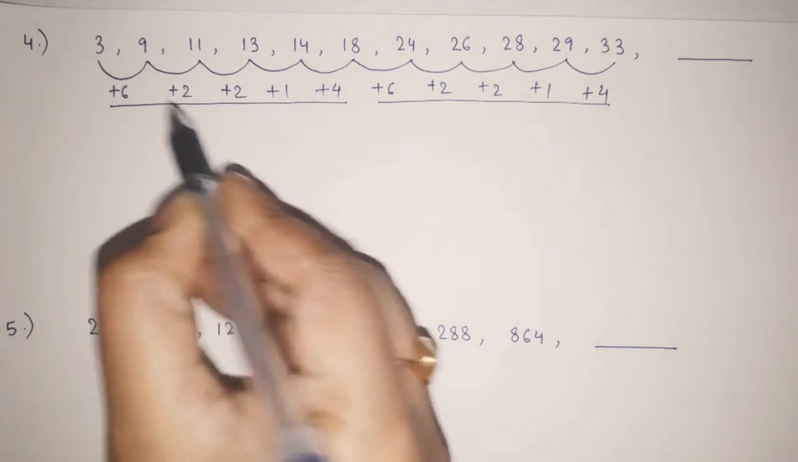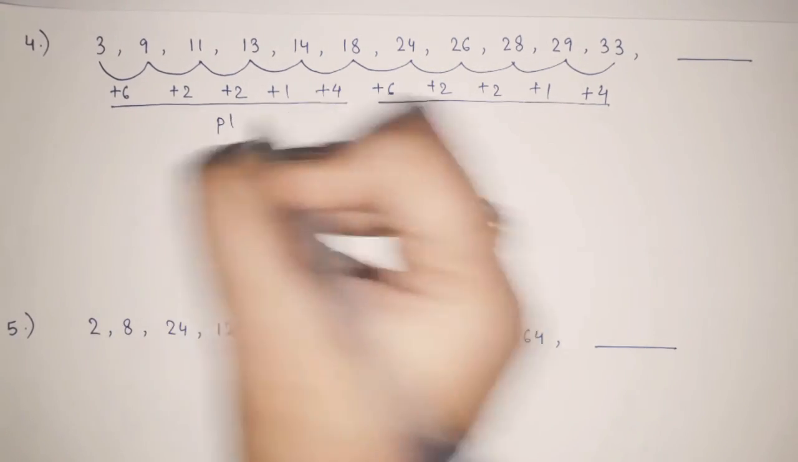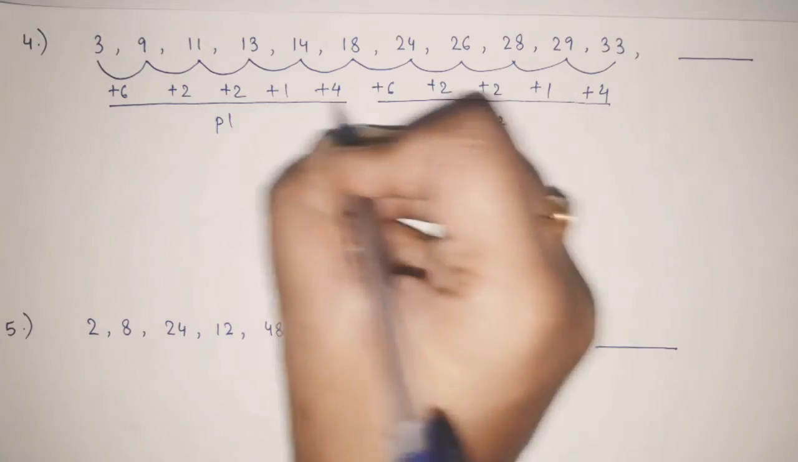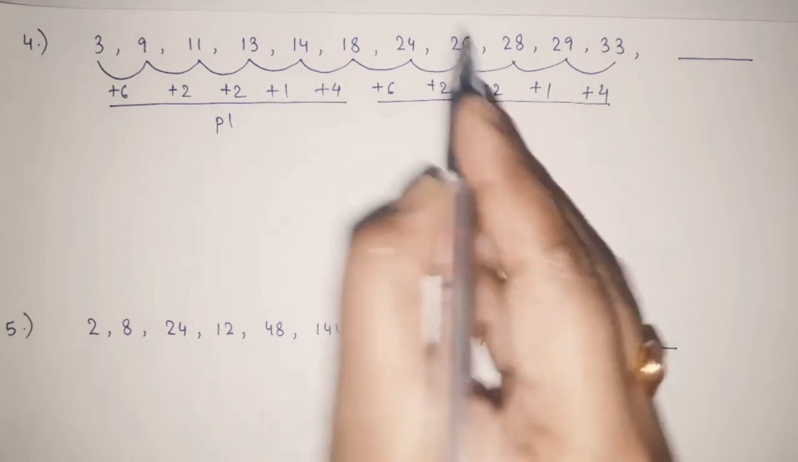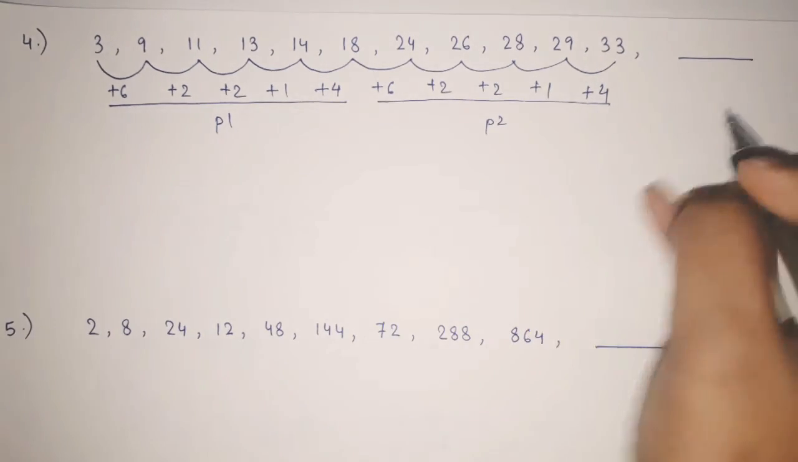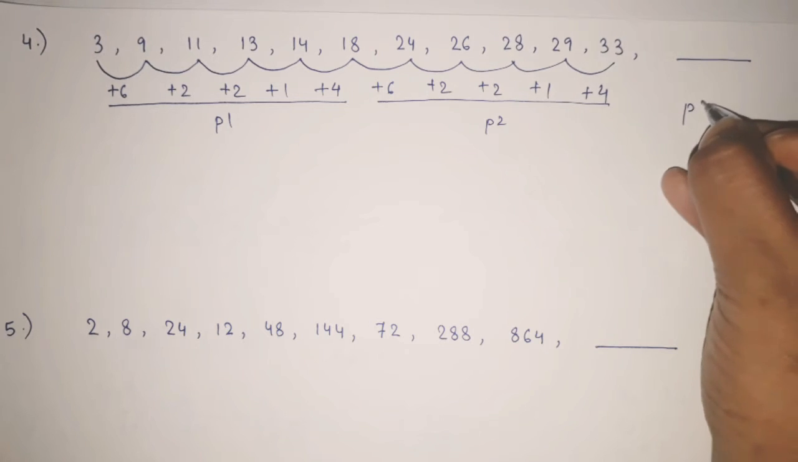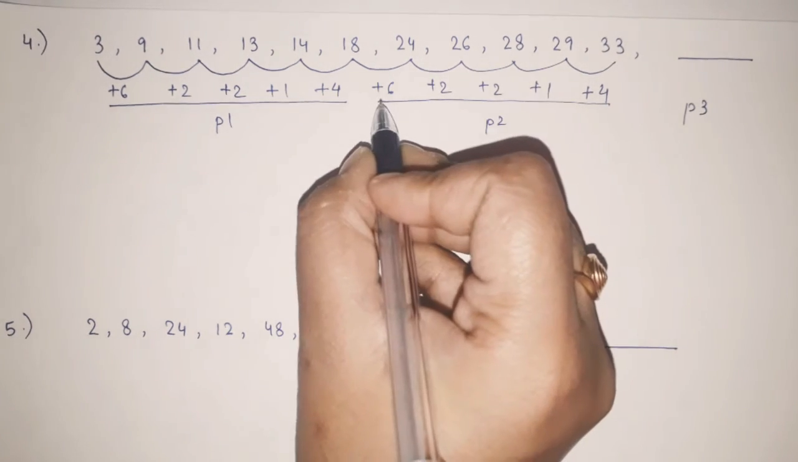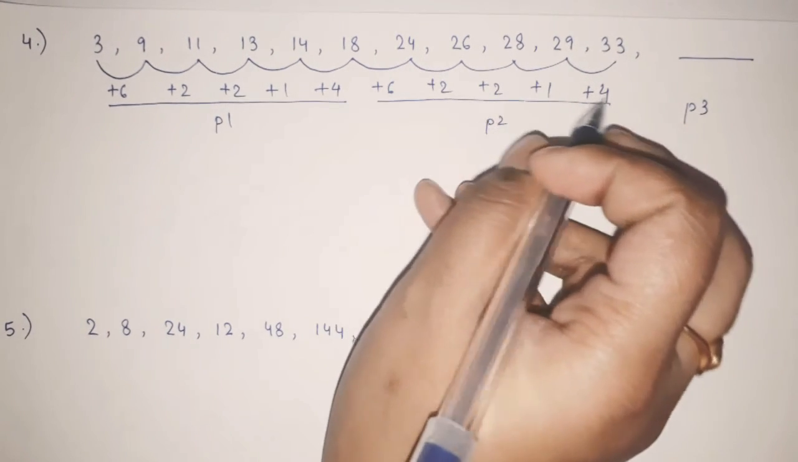Got it? That means here this is pattern 1. This is pattern 2. Up to here is pattern 2. See, 6, 2, 2, 1, 4. This is completing. That means from here pattern 3 will start. So pattern 3 means again plus 6, plus 2, plus 2, plus 1, plus 4.